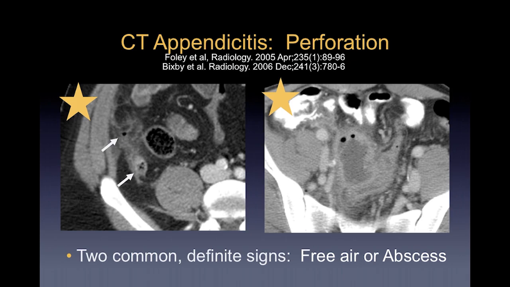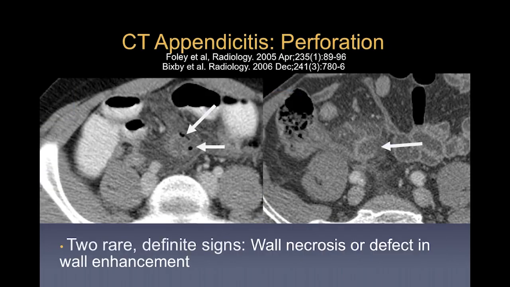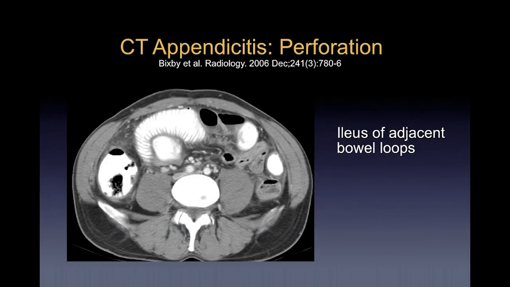You see this, you can be very confident in the setting of appendicitis that you're looking at a complicated perforated case. These are also great signs of perforation. You just see them a little less commonly, but occasionally, so keep an eye out for them. Seeing wall necrosis, we actually see pneumatosis in the wall in the first image, or in the second image, a defect in the normal enhancement of the wall, both great signs of perforation when you do see them. So they get gold stars too, you're just not going to see them quite as commonly.